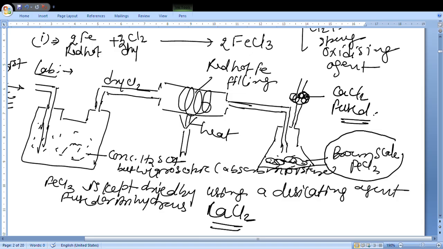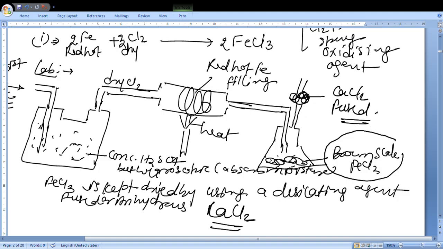So in the laboratory, chlorine gas is first passed through concentrated sulfuric acid, which is hygroscopic in nature, that is, moisture absorbing, and it absorbs moisture from the acidic gas chlorine to give dry chlorine. This dry chlorine is then passed through red hot Fe, which reacts with chlorine to form brown vapors of FeCl3, which will be collected in the form of brown scales.